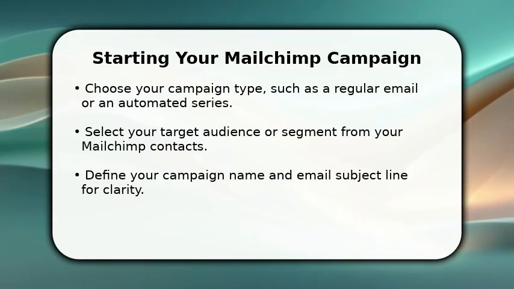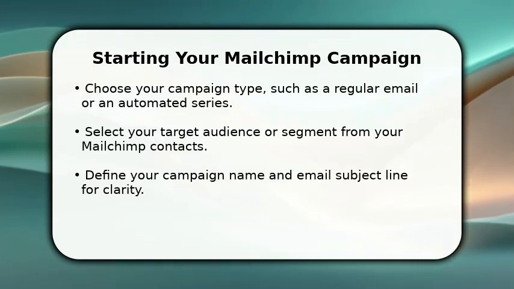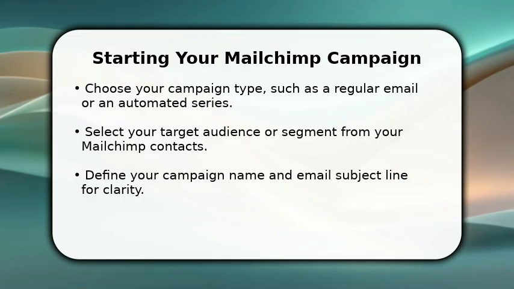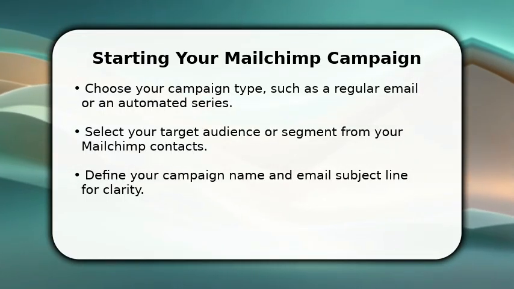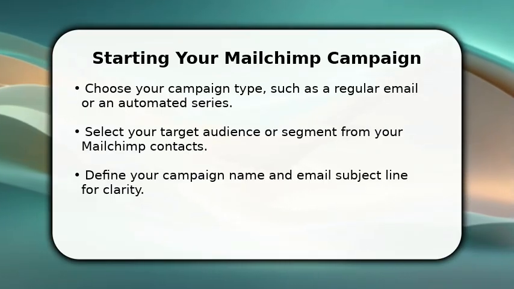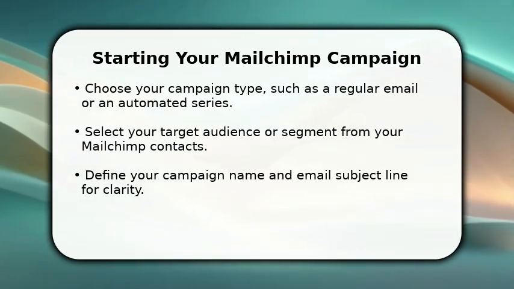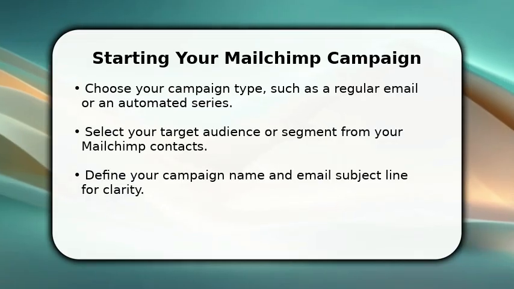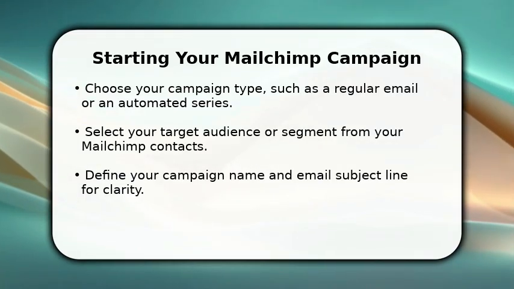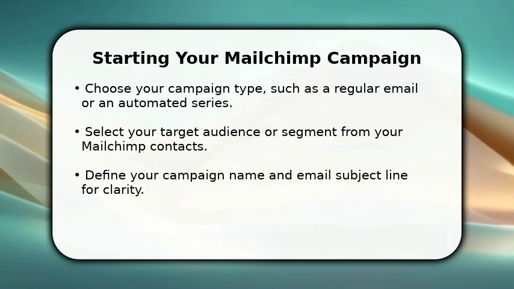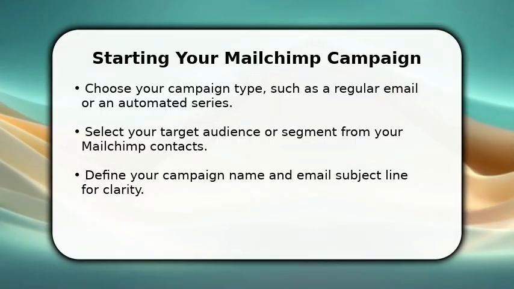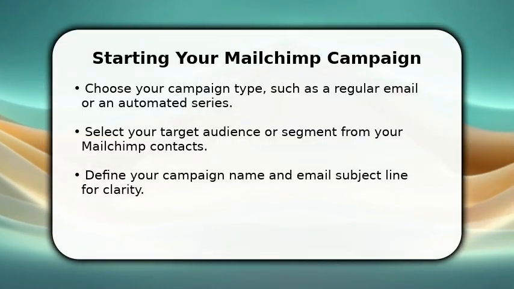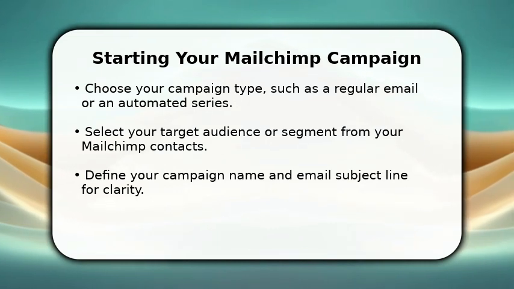Enjoy the video. In this video, I will explain how to set up a Mailchimp campaign. First, log into your Mailchimp account and navigate to the Create button. You'll then choose your campaign type, like a regular email or an automated journey. Next, select your audience, which could be all your contacts or a specific segment. Finally, give your campaign a clear name and craft an engaging subject line to encourage opens. This foundational step is crucial for a successful outreach.